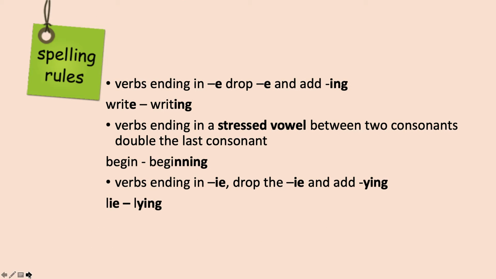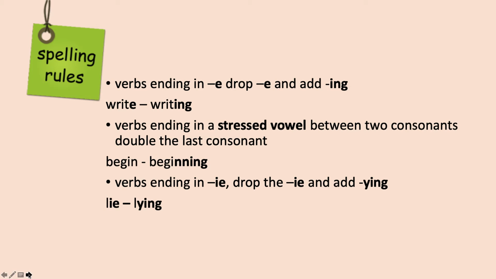Let's look at the spelling rules. These are pretty much the same spelling rules that we used to form the present continuous, because again we have the -ing ending of the verb. So for verbs ending in E, we drop the E and add -ing, right? Writing: we drop the final E and we add -ing.